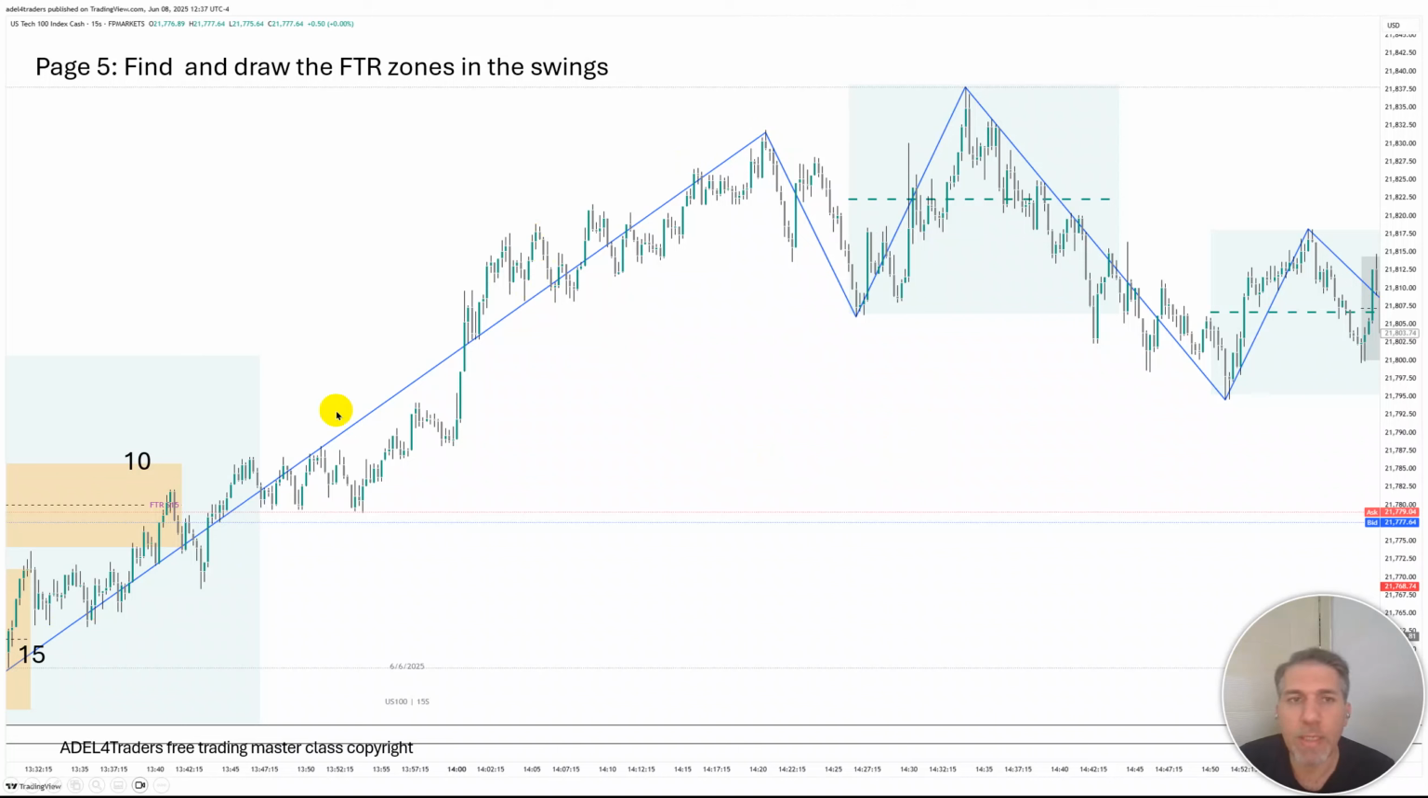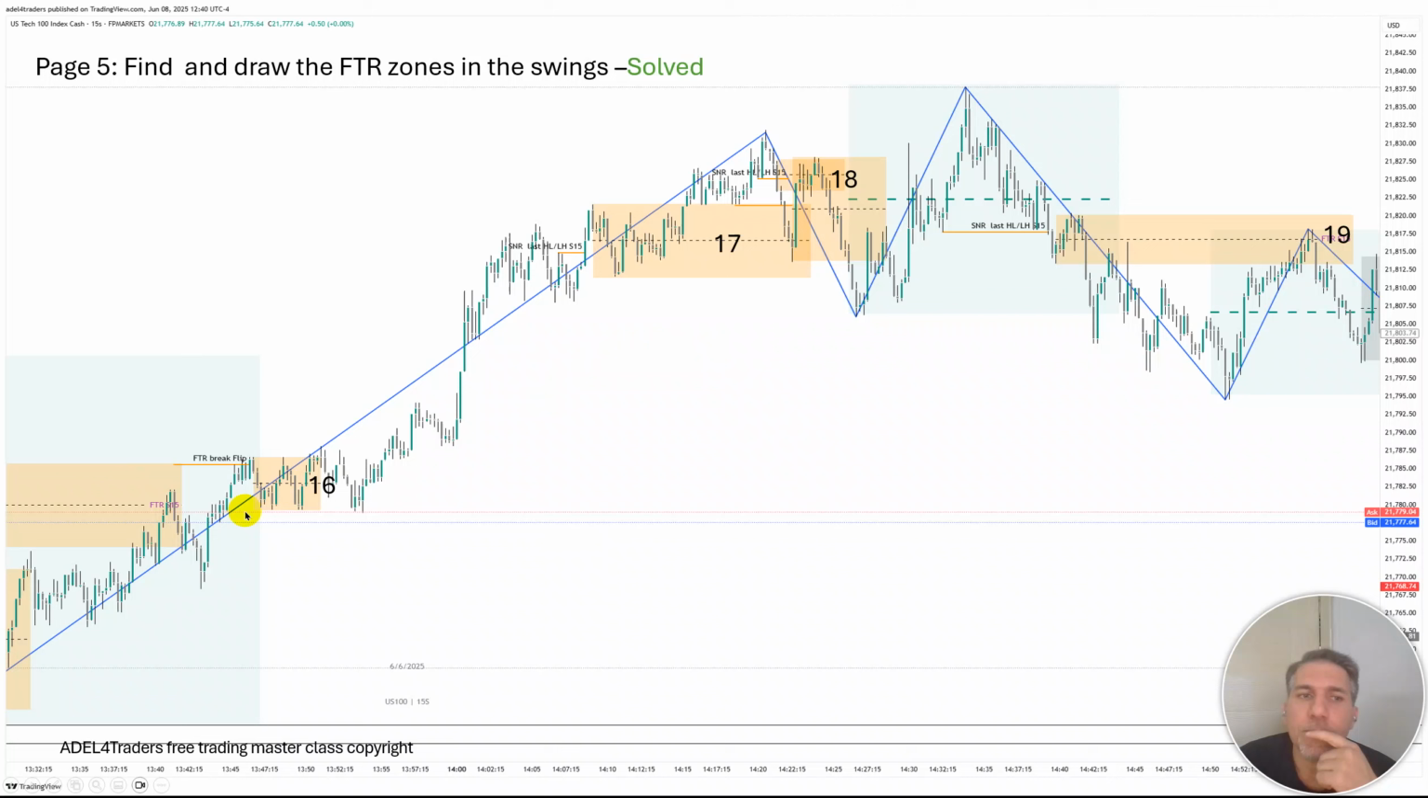So here, now we're going to just find FTRs for this one. Now let's go have a look at this one. I'm going to do this like the previous one. Okay. Now, after we have the break at this one, we have this FTR there. Now here it is validated. You can take the trade here.